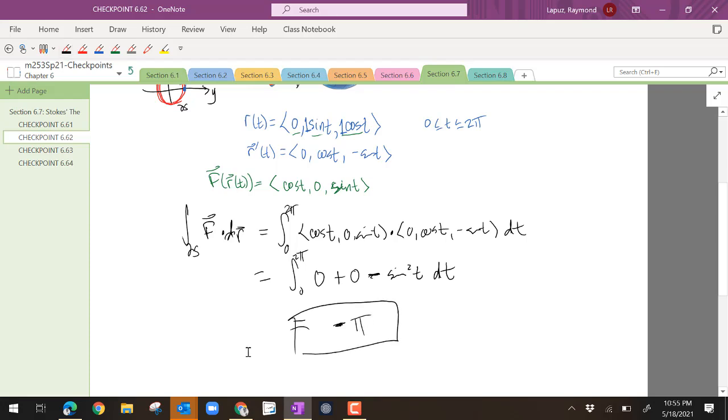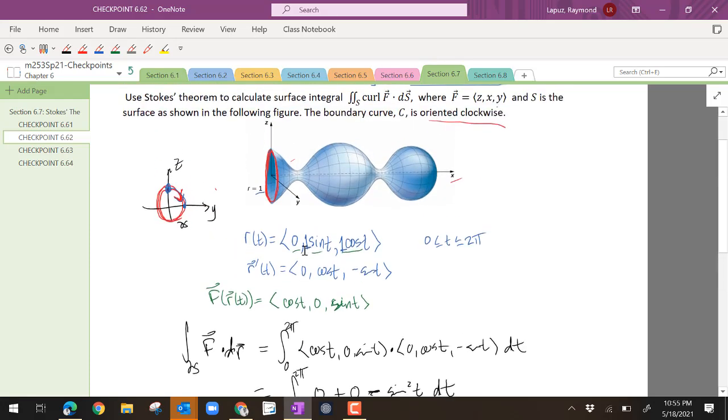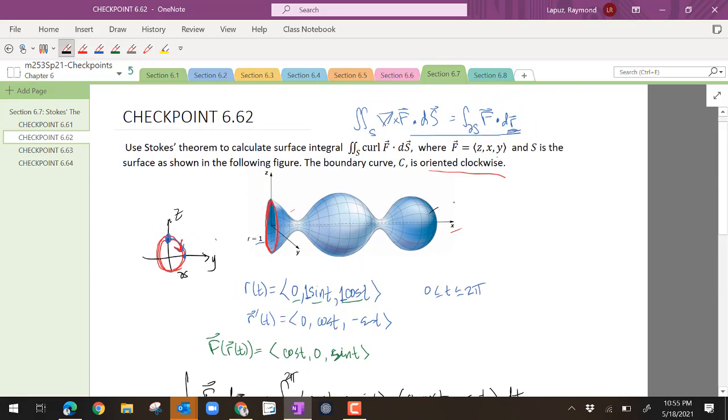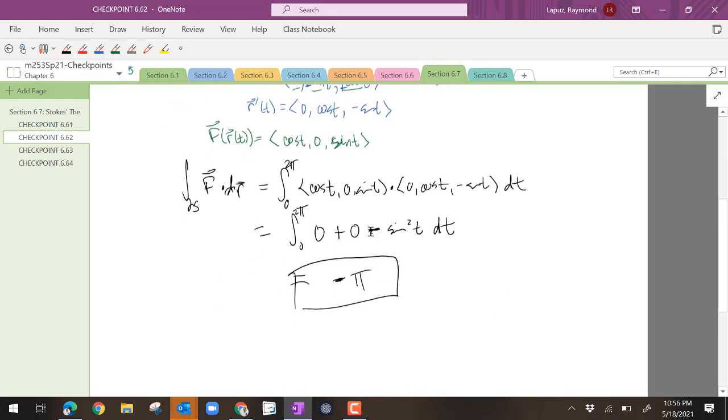Okay, so that's your final result. Instead of using the flux integral for the surface, which we don't even know, and I'd be afraid to parameterize, we just focus on the boundary itself, and that's how we can use Stokes' theorem. All right, I hope that helps.